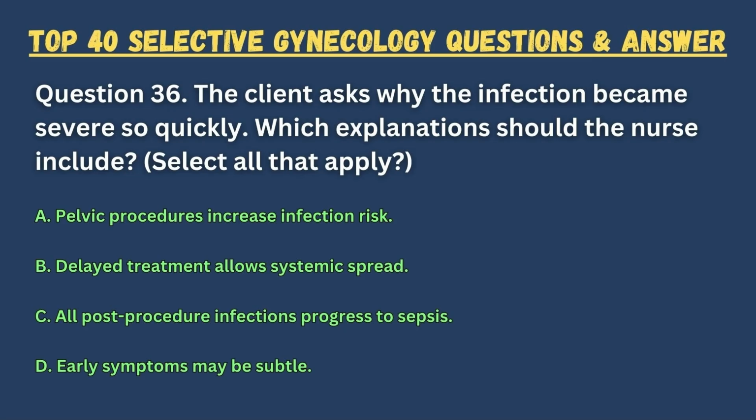Question 36. The client asks why the infection became severe so quickly. Which explanations should the nurse include? Select all that apply. A. Pelvic procedures increase infection risk. B. Delayed treatment allows systemic spread. C. All post-procedure infections progress to sepsis. D. Early symptoms may be subtle.